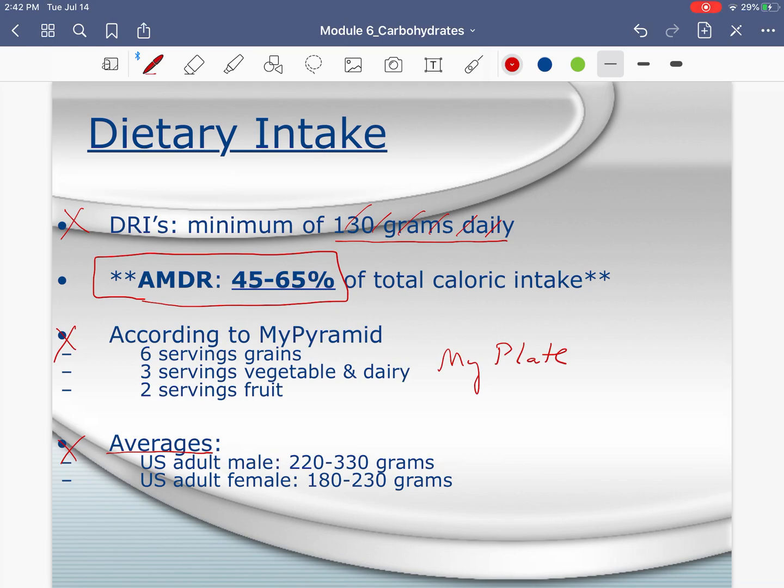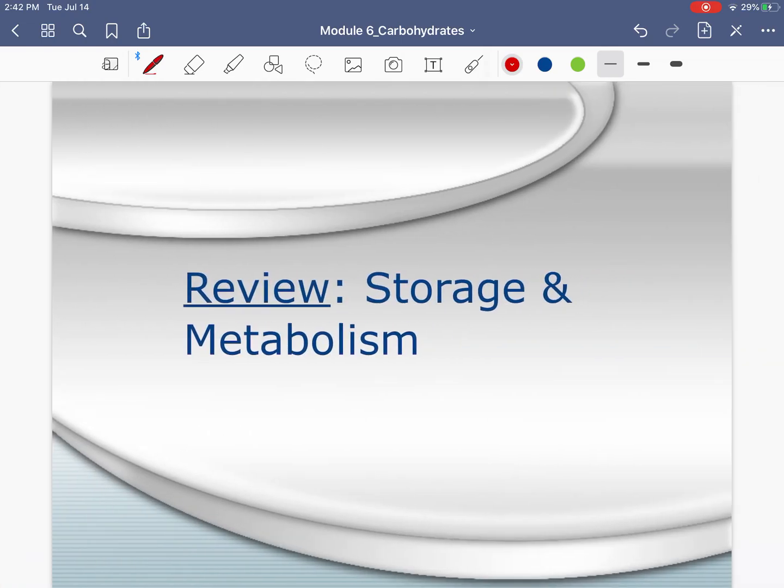Just gives you a ballpark, so you know that if someone has 50 grams of carbohydrates per day, that is very, very low, not enough. Or if someone said to you 1,000 grams, that is also not right. But for now, just know the AMDR, the percentage.